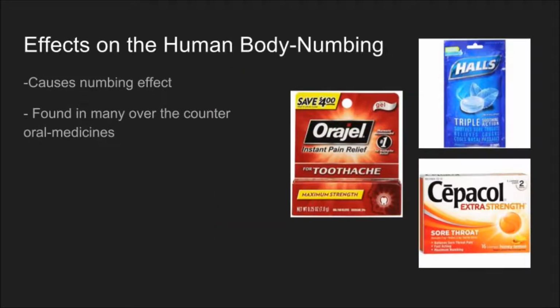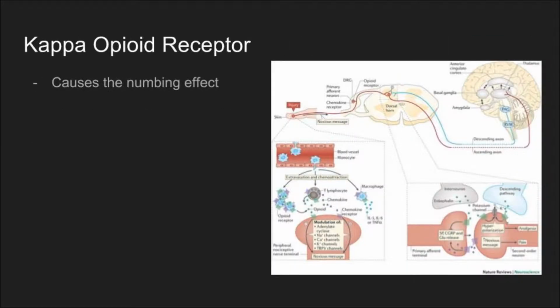Menthol can also cause a numbing effect. This can be found in topical gel and dental care, cough drops, and throat medicines. This numbing effect is caused by menthol binding to another receptor called the kappa opioid receptor.